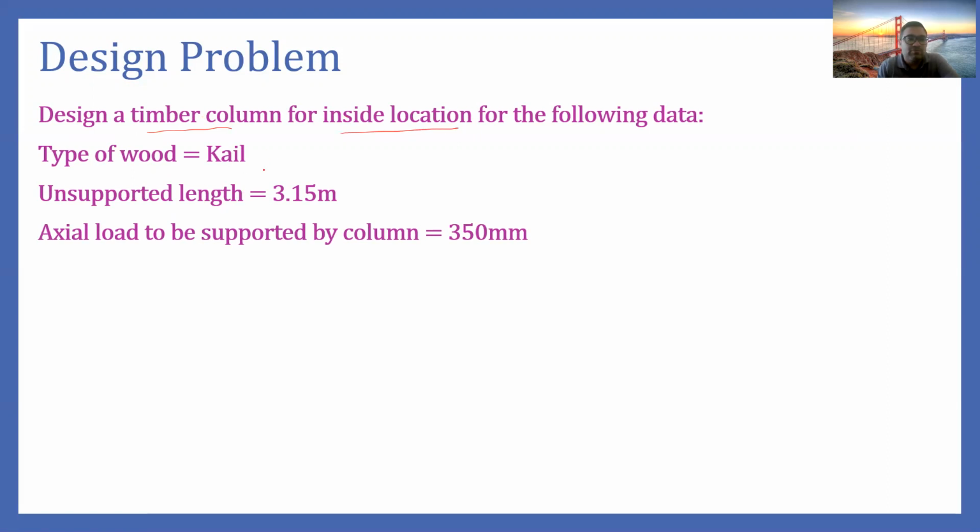In this, the type of wood used in the column is of sal tree, and the unsupported length of the column is 3.15 meter, and the axial load which the column has to support is, sorry, this is not 350, this is actually 350 kilonewton. So we have to design the column. We have to find out the cross-sectional dimension of the column which is to be provided, which will safely carry this load.